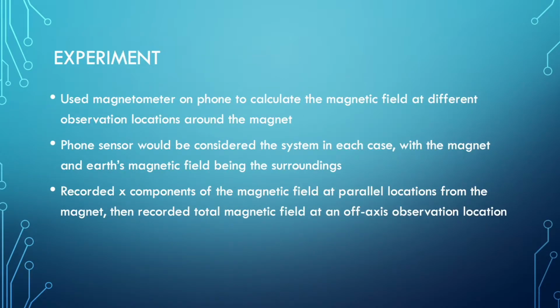In this experiment, we used a magnetometer on our phone to calculate the magnetic field at different observation locations around the magnet. We're going to consider our phone sensor to be the system because it's going to be experiencing the magnetic force from the Earth's magnetic field and from the magnet. And lastly, we recorded the X components of the magnetic field at parallel locations from the magnet, and then recorded the total magnetic field at an off-axis observation location.